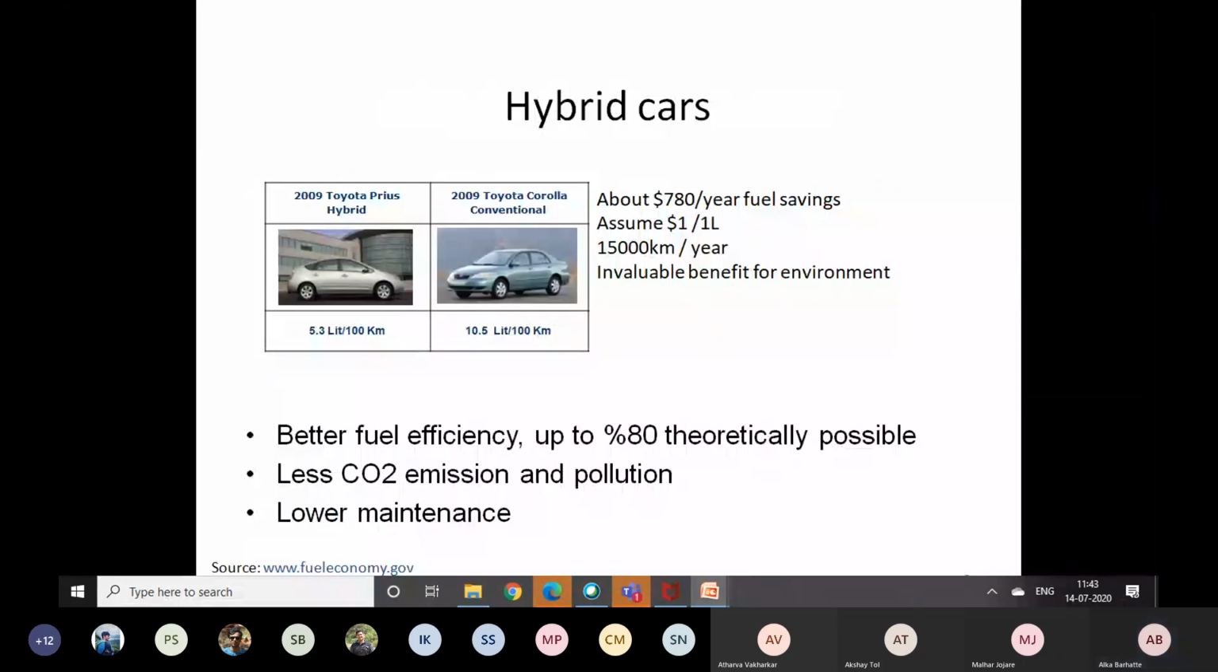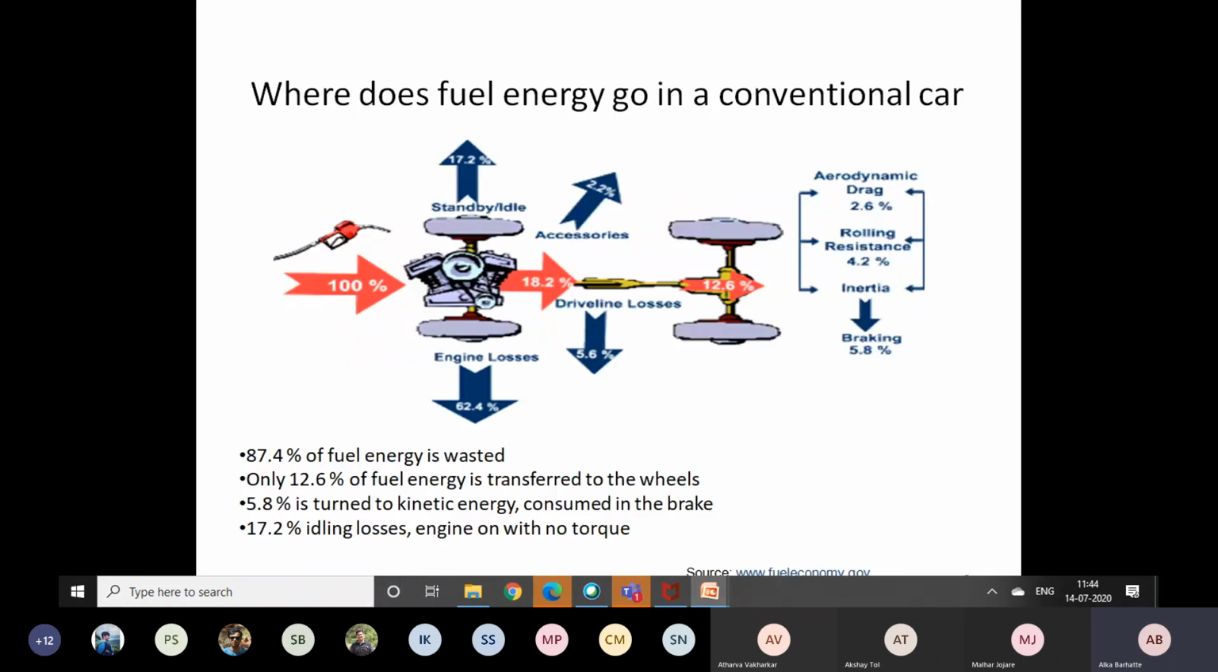Okay, we have discussed this initially. And hence the conclusion is that in the case of hybrid cars, we can get better fuel efficiency, theoretically up to 80%, less emissions, and lower maintenance is required as compared to your conventional IC engines.